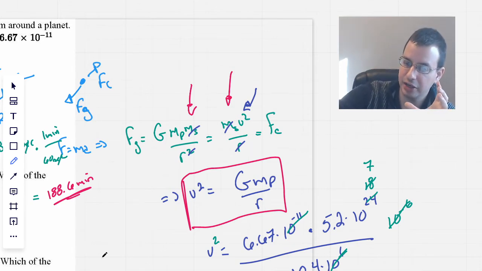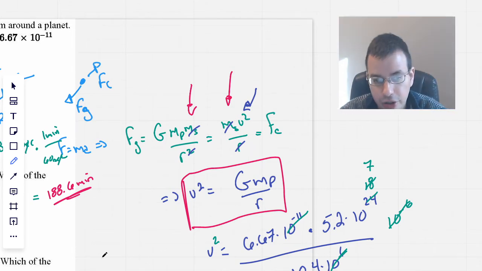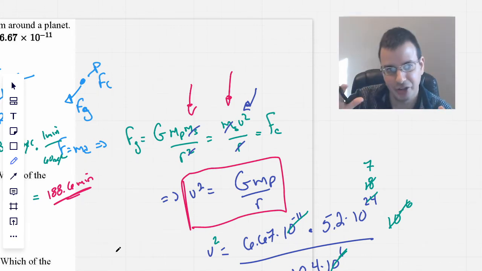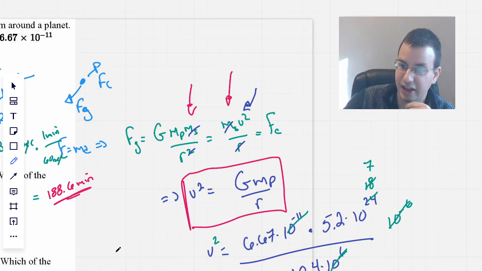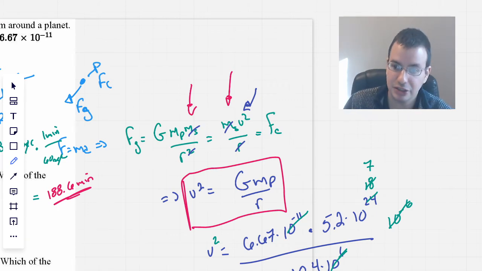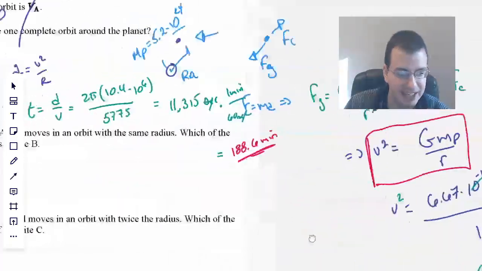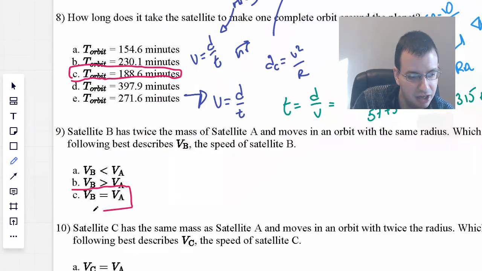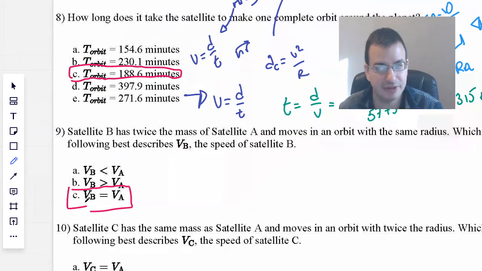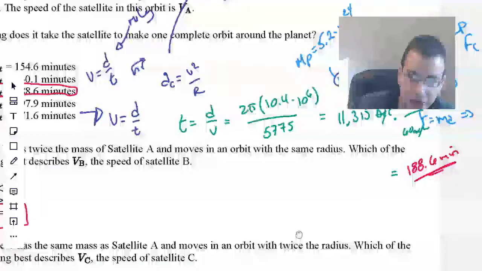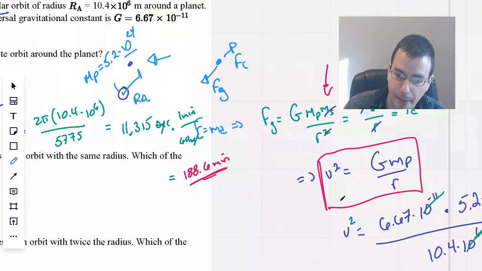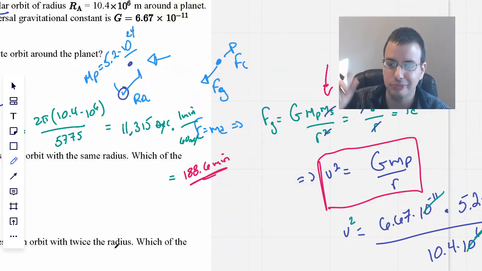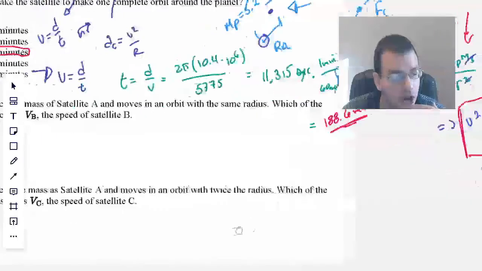Basically the mass of the satellite helps pull it towards Earth, but also the mass of the satellite, the centripetal acceleration is causing it to fly off. So long story short, they cancel each other out, and the mass of the satellite is irrelevant. Therefore, velocity of satellite B will be the same as velocity A. And that's one of the reasons why you should write out your equations like this.